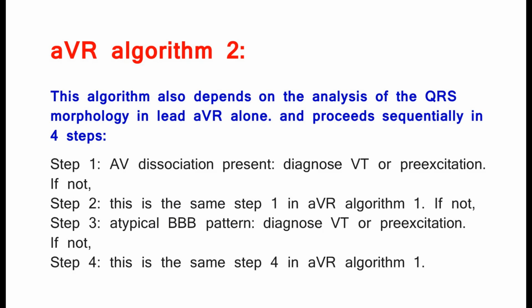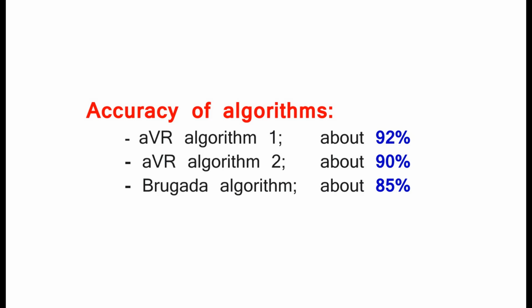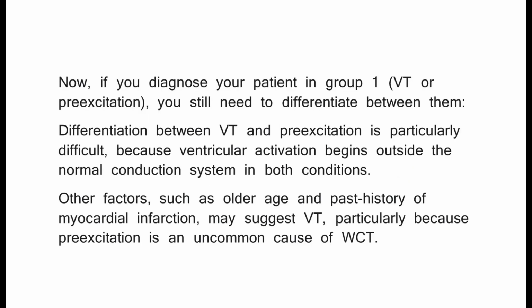AVR algorithm 2. This algorithm also depends on the analysis of the QRS morphology in lead aVR alone, and proceeds sequentially in 4 steps. Step 1. AV dissociation present: diagnose VT or pre-excitation. If not, Step 2. This is the same as step 1 in AVR algorithm 1. If not, Step 3. Atypical BBB pattern: diagnose VT or pre-excitation. If not, Step 4. This is the same as step 4 in AVR algorithm 1. Accuracy of algorithms. AVR algorithm 1, about 92%. AVR algorithm 2, about 90%. Brugada algorithm, about 85%.